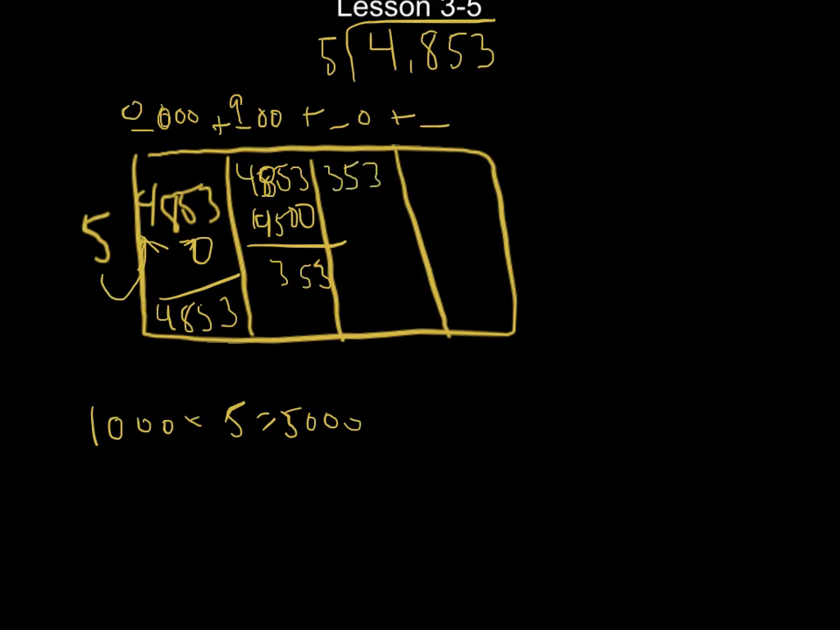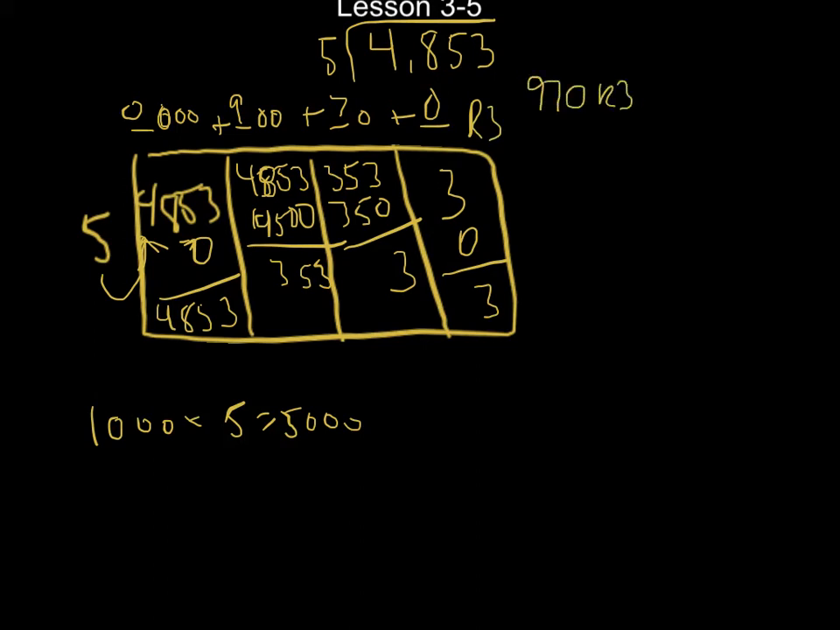Now how many 10s times 5 can go into 353? Well, I know 5 can go into 35 7 times, so let's try 7 tens. That would give me 350. Subtract, you get 3. So 3 is in the next box. 5 can go into 3 0 times, because 5 times 1 is 5, and that gives me more. 5 times 0 is 0. Subtract it, you get 3, so there would be a remainder of 3. So your answer would be 970 with a remainder of 3.